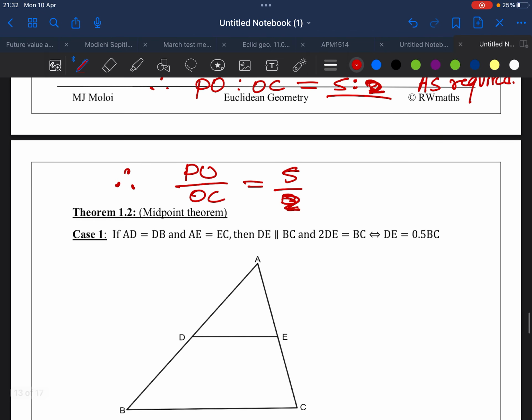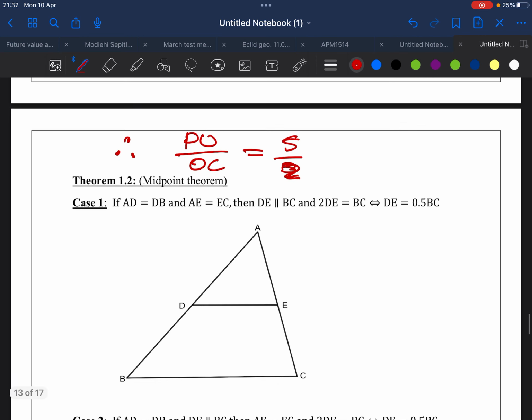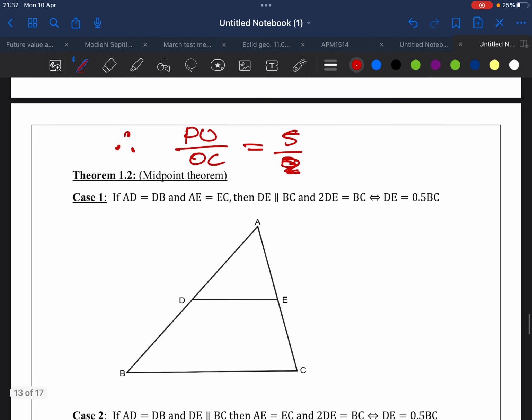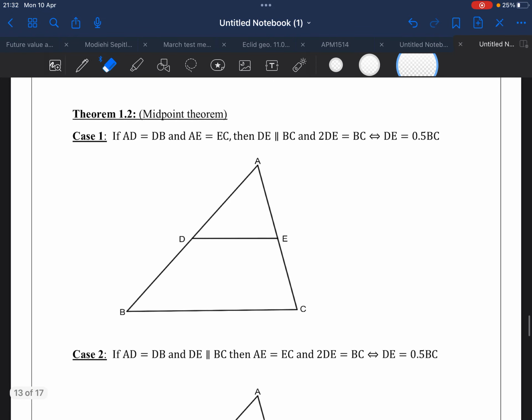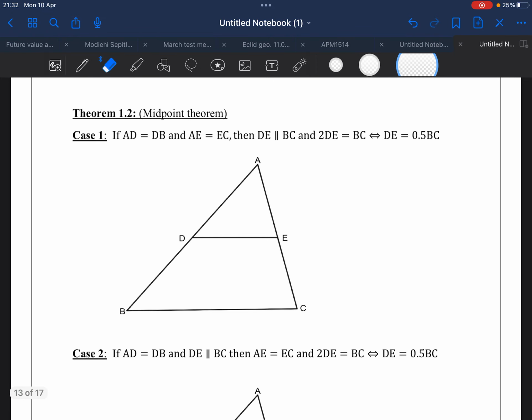Oh, now it's a theorem. Let us move on to theorem 1.2 there. We call it the midpoint theorem. The midpoint theorem is a nice theorem. I think you have come across this theorem in grade 10. So let us revise this theorem, the midpoint theorem.